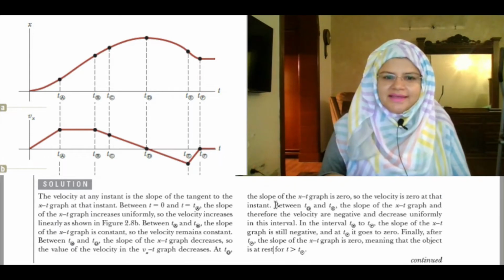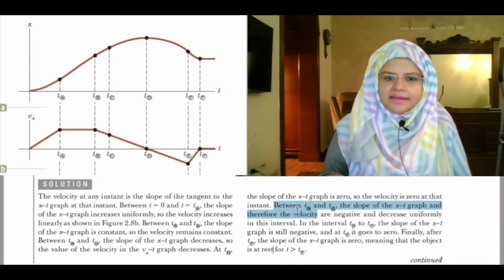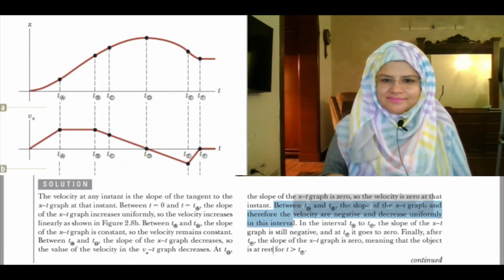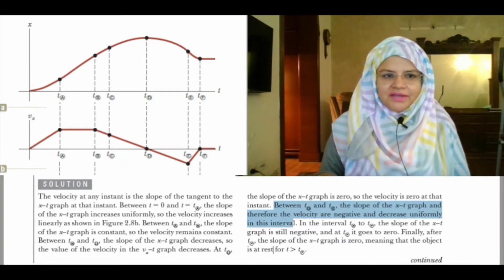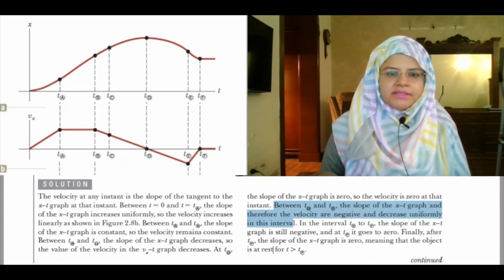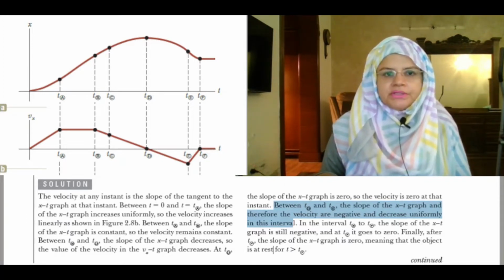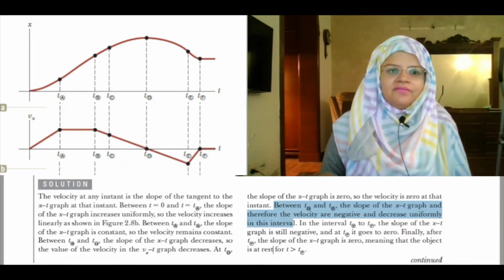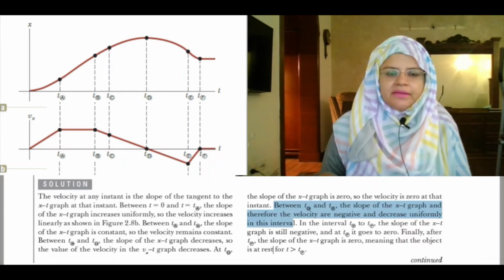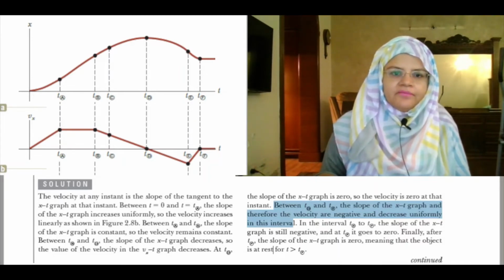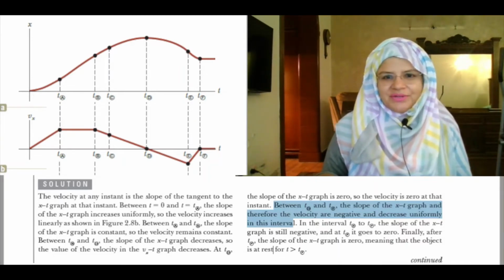Between td and te, the slope of the xt graph and therefore the velocity are negative and decrease uniformly in this interval. In figure 2.8a, between the points td and te, we notice that the slope is negative and decreases uniformly. Therefore, in figure 2.8b, we see in the velocity time graph that the velocity is negative and it decreases uniformly.